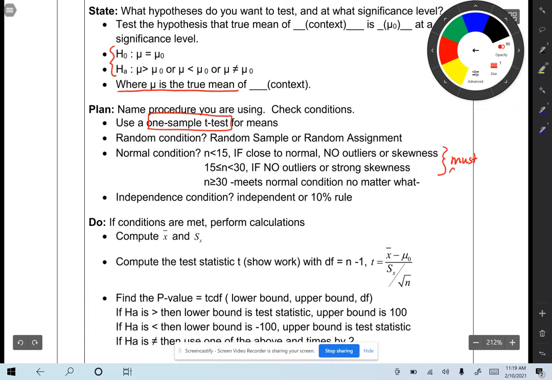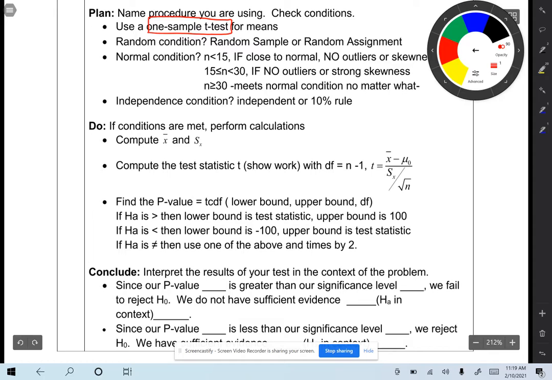On your test, though, since you're not going to be able to graph, just tell me what your graph looks like, and that will suffice if I give you a problem like this. And then the independence condition. In the do portion, if you're given a list and you're not given the sample mean or sample standard deviation, remember, do a one variable statistics. But if it's given to you, then you don't have to worry about it.